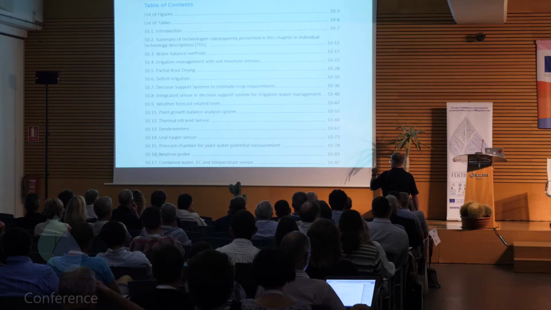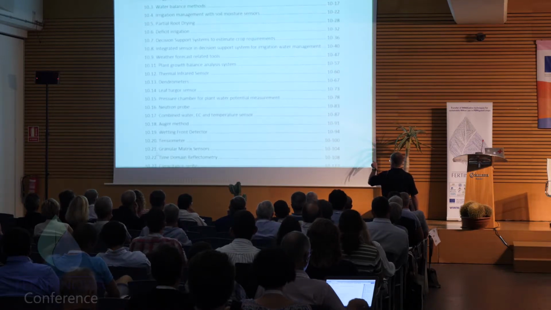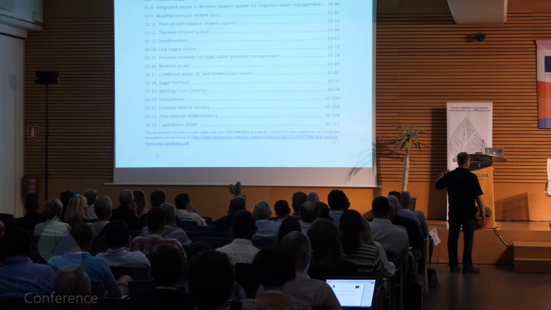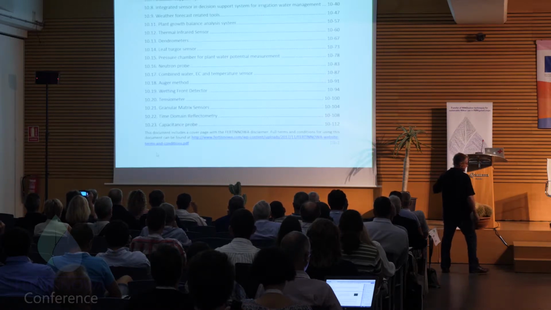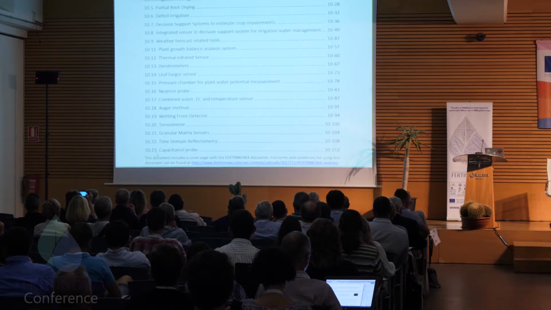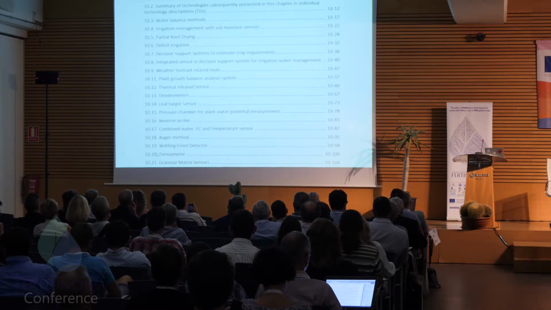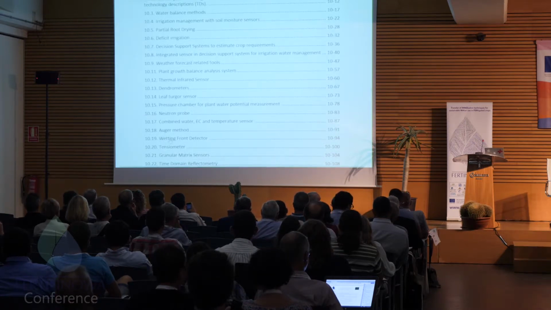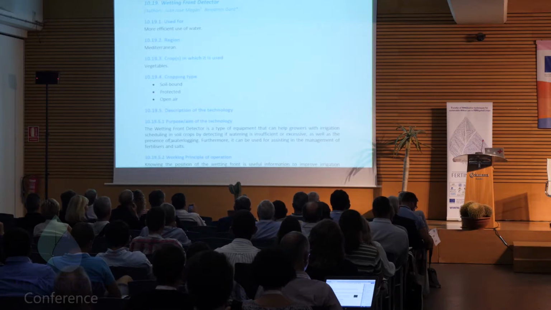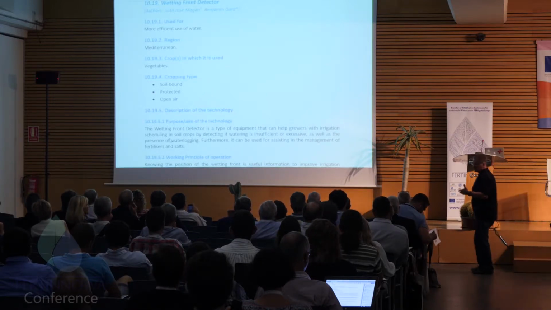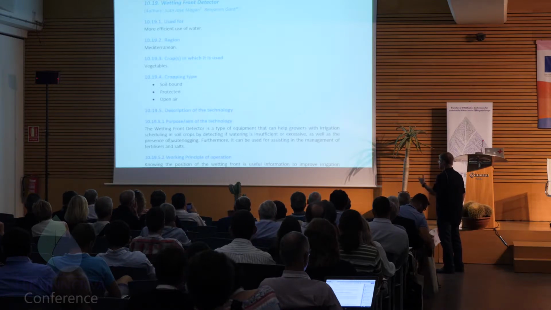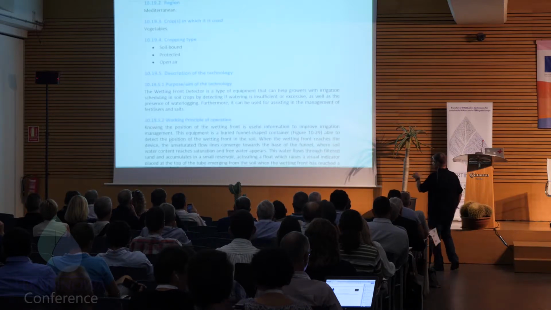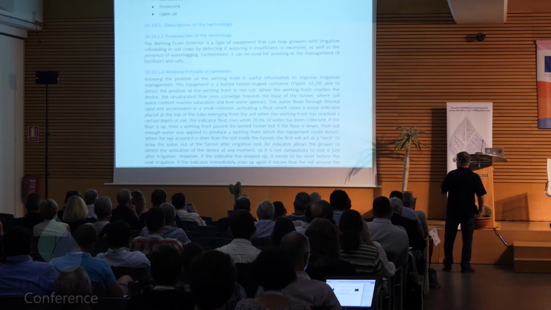Now, if we can go down a little bit to 1019, wetting front detector. Let's just have a look at that to see an example of one of these technologies. So 1019, if you just put the mouse on, just up a little bit. Okay, there. Okay, perfect. So we can see an example of one of the technology descriptions. What it's used for, the regions, crops from which it's used, the purpose of the technology, the working principle. If we can go down a little bit more.